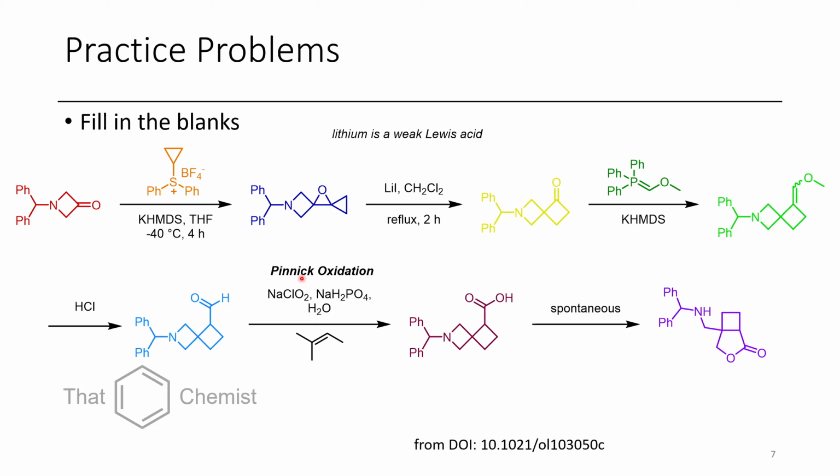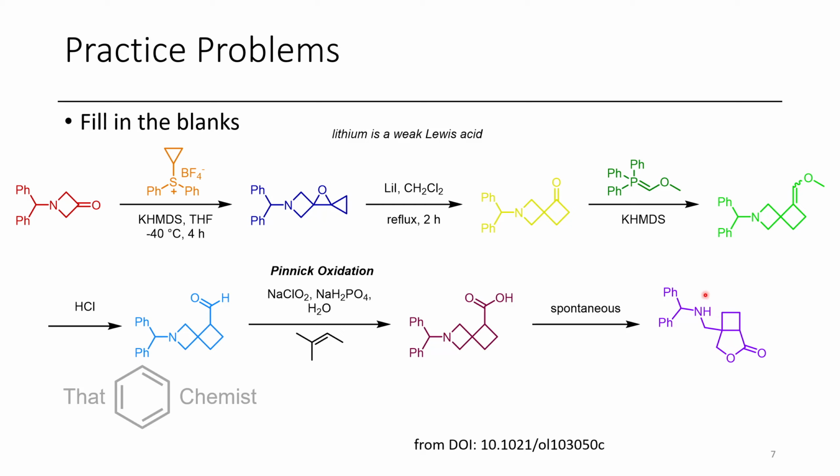If you're not familiar with this oxidation, I'll include a card to the video about that here. And essentially, once this carboxylic acid forms, because this is a really strained system, this can easily protonate that amine and then undergo nucleophilic ring opening and form this lactone cyclobutane as a product.